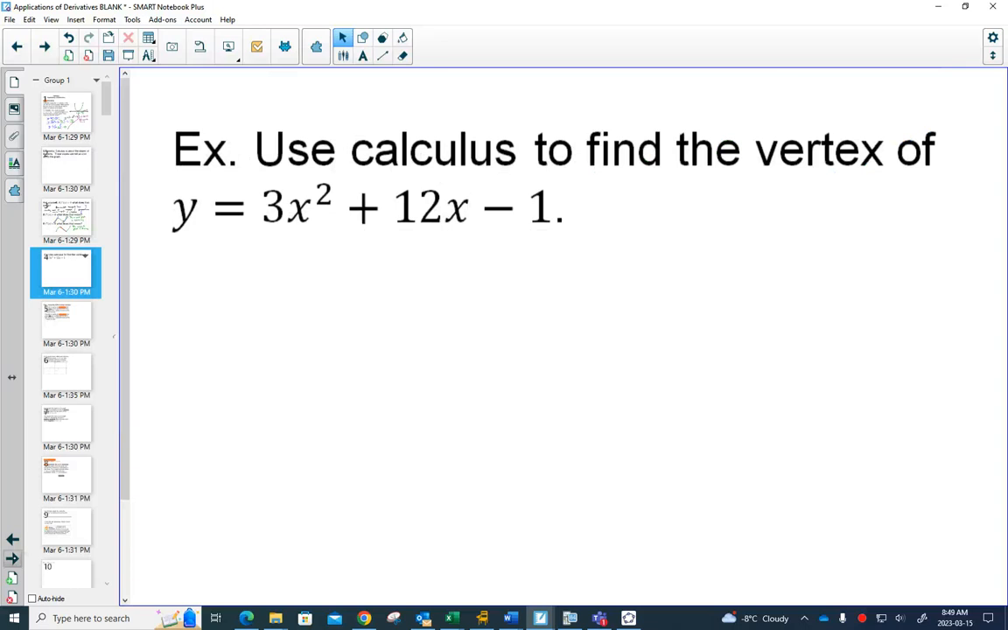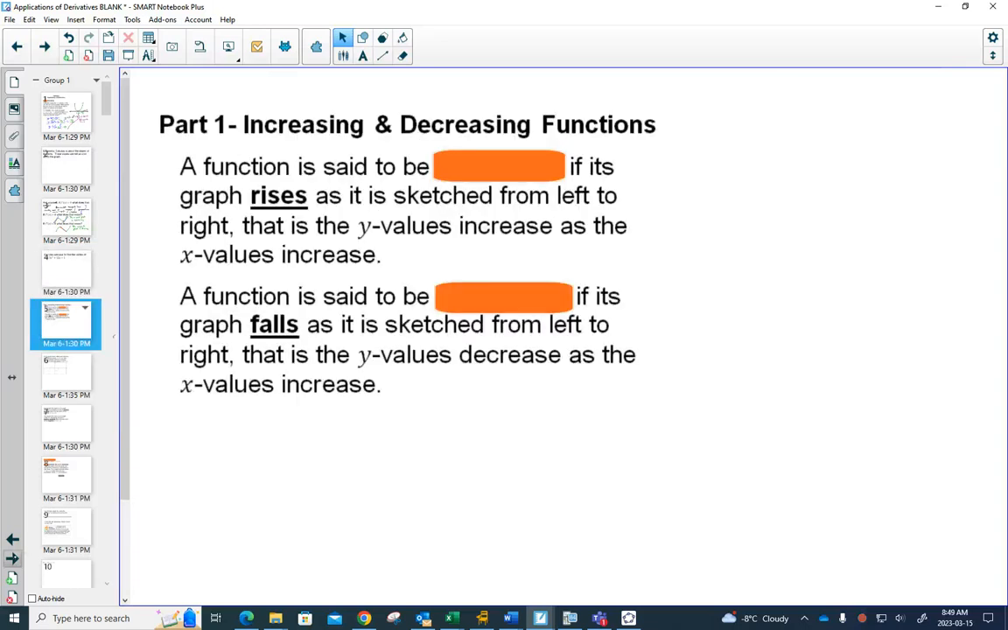All right, we did this already. So part one, talking about increasing and decreasing, we say that a function is increasing if it's going up. As you're going from left to right, if it rises or if it's going up, then we say it's increasing, and we say it's decreasing if it's going down as we go from left to right.